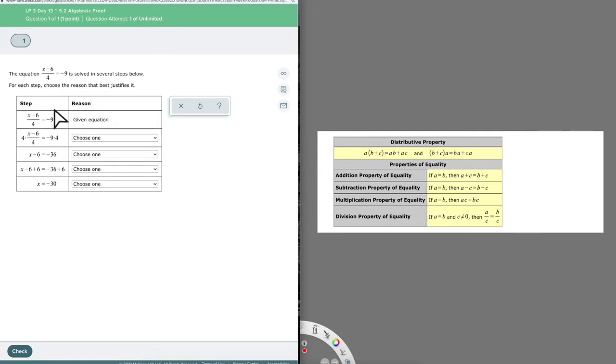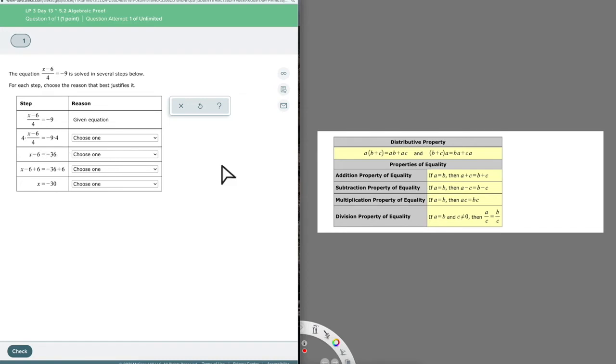The next step, I just look at what's happening. So with this one, I can see here's the x minus 6 divided by 4, but now I have this times 4 on the side. And I have my -9, but I also have times 4. So this is actually how we solve the equation. Because the whole side's being divided by 4, I'm going to multiply by 4 on both sides to get rid of that fraction.